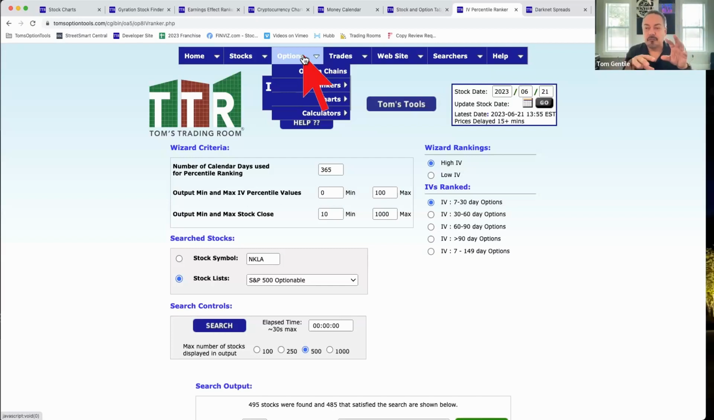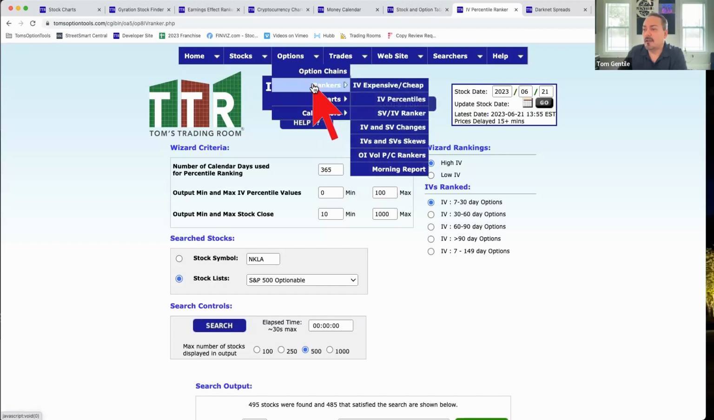We have a suite of apps. Most of them are available to members only, but we have something called the Morning Report, which is down at the bottom of our apps. It's available to anyone. I want to show you what the Morning Report looks like on the software on the desktop.